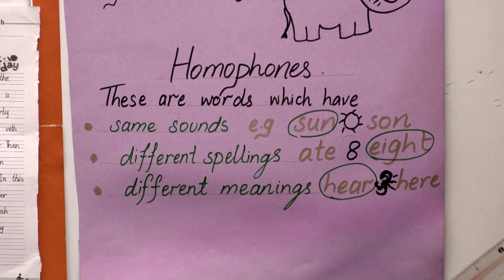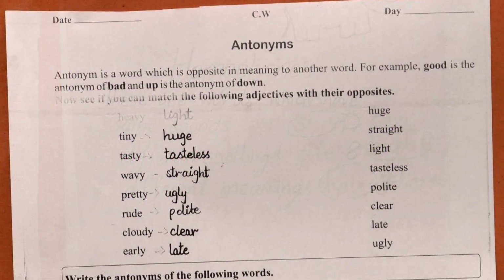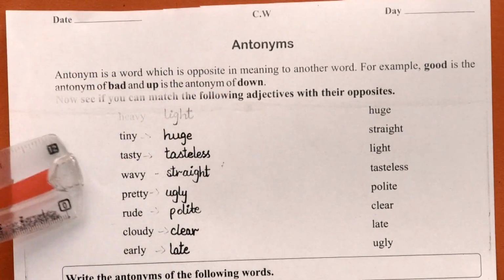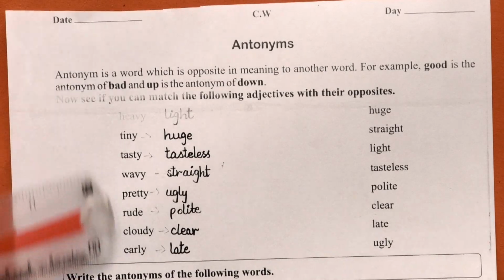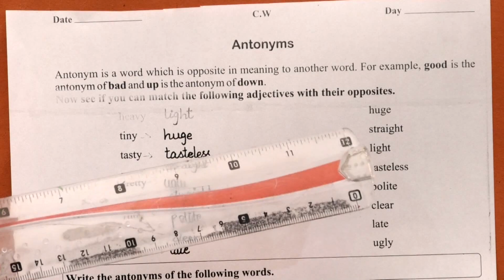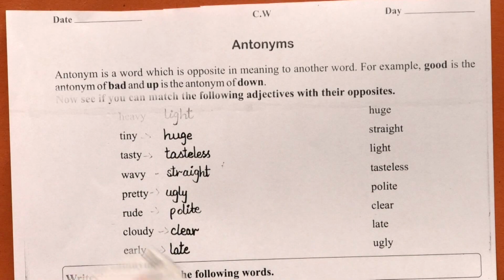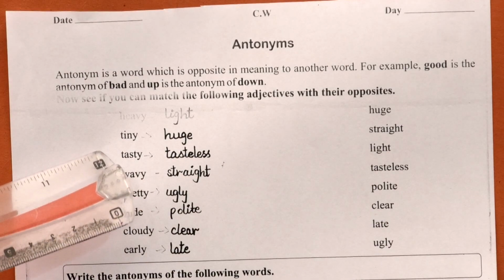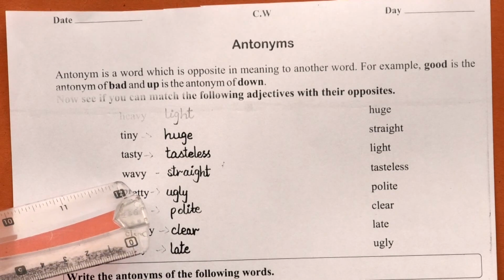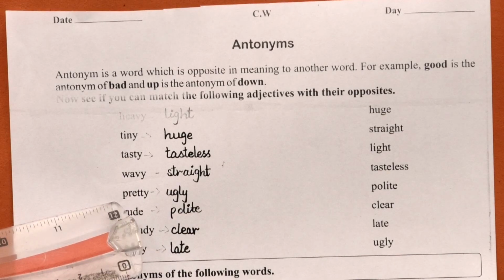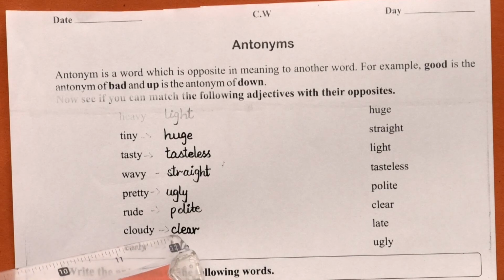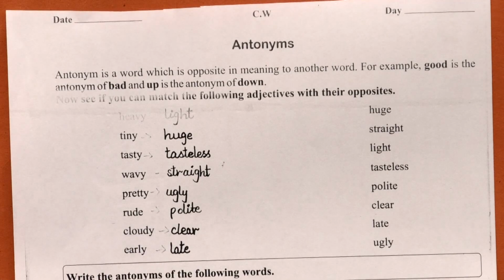Now let's move on to our exercise pages. We are going to do page number 58. The concept of antonyms is clear. We are going to write the opposite of the words given to you. The opposites are given. You are going to find them and match them. Tiny, opposite is huge; tasty, tasteless; heavy, wavy, straight; pretty, ugly; rude, polite; cloudy, clear; early, late.